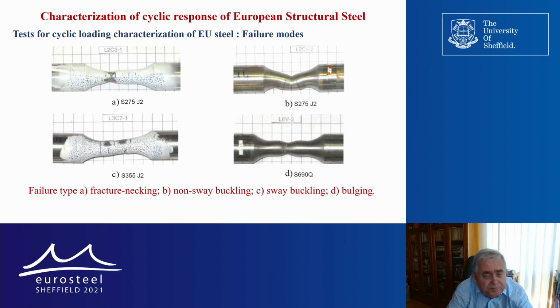We can observe here there are 4 different types of failure we can obtain in such a kind of low cyclic fatigue test. So we have fracture, we could have non-sway buckling, we can have so-called sway buckling. This is the problem, the buckling, and we have this bulging failure.